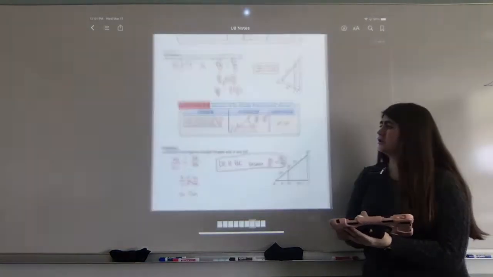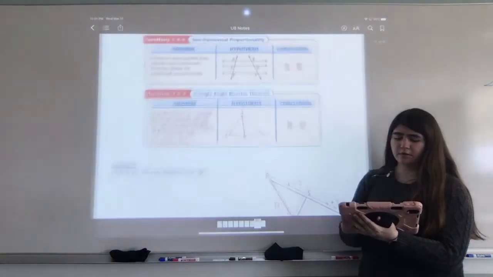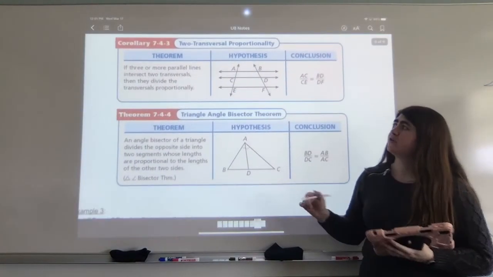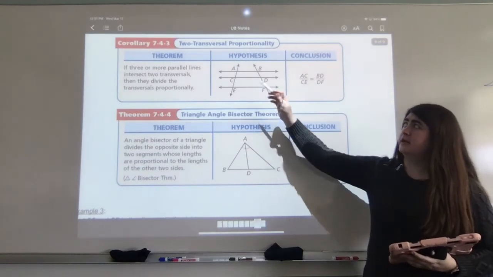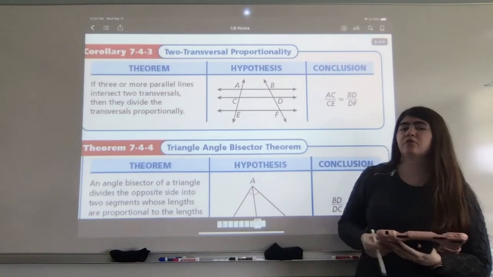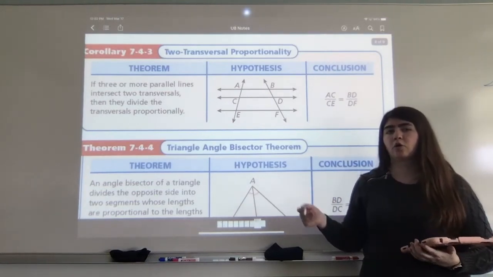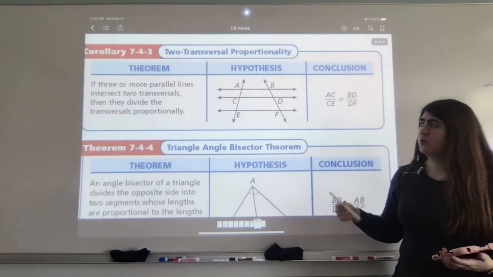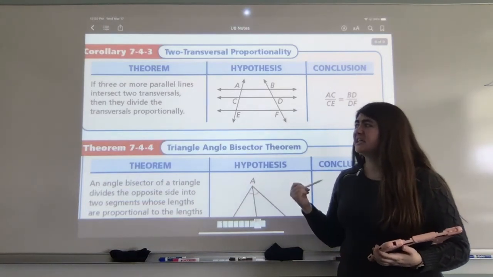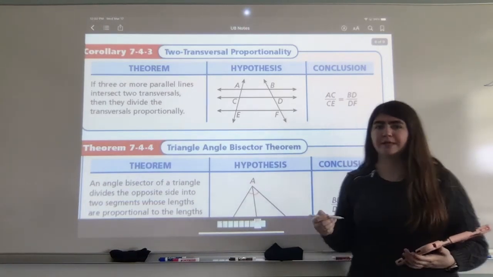All right, we're going to turn the page, and we have two more theorems that we want to work with here. So we have a corollary. Technically, this one's a corollary, not a theorem. And it's the two transversal proportionality corollary. This says if three or more parallel lines intersect two transversals, then they divide the transversals proportionally.